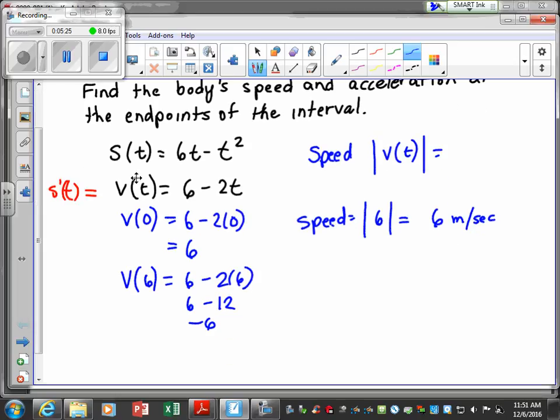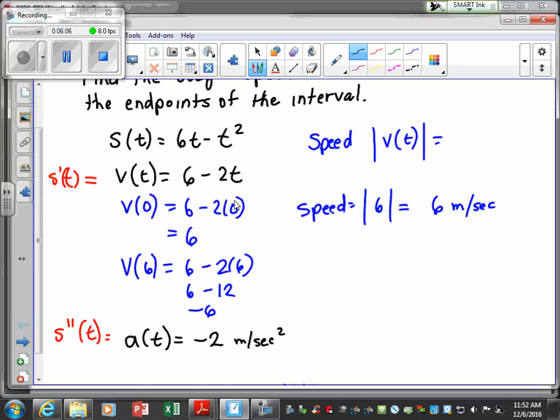Acceleration, right? If I have the position function, I take the first derivative to get velocity, and I take the derivative of this to get acceleration. So acceleration, let's say a sub t, is also just taking the second derivative of the position function. What is our derivative of this? Just 0 here, and then negative 2. So that's negative 2 meters per second squared, because we're doing the second derivative there.